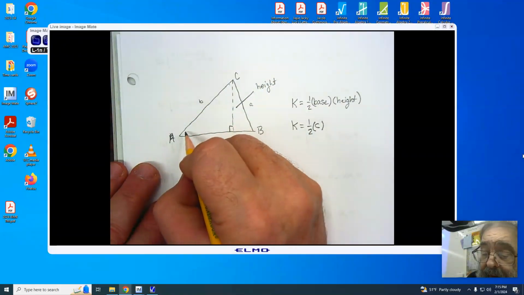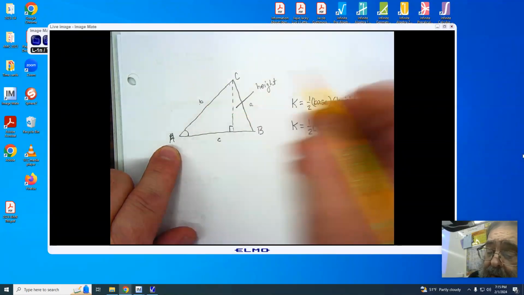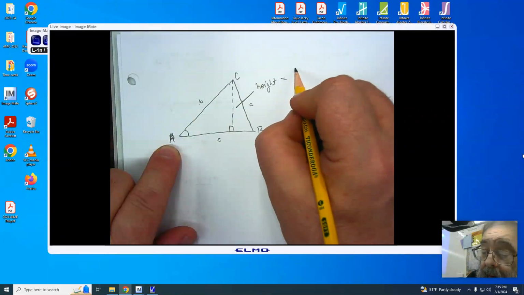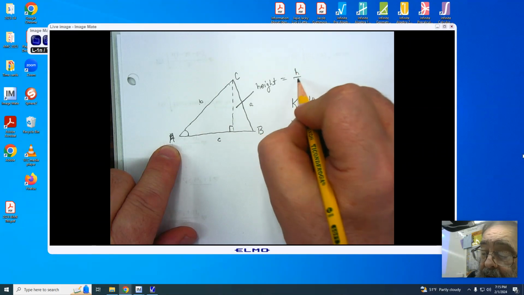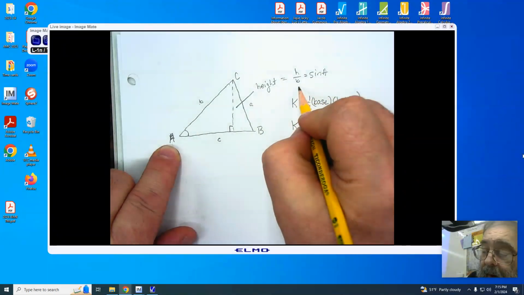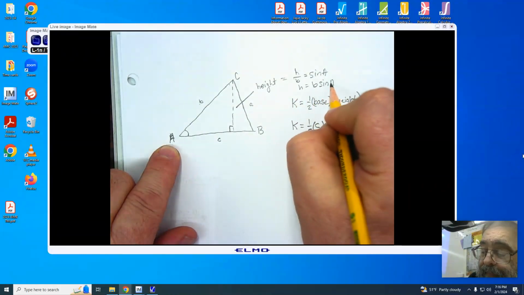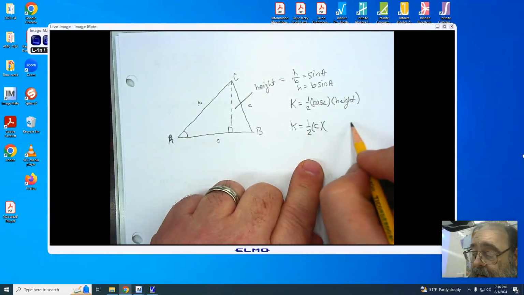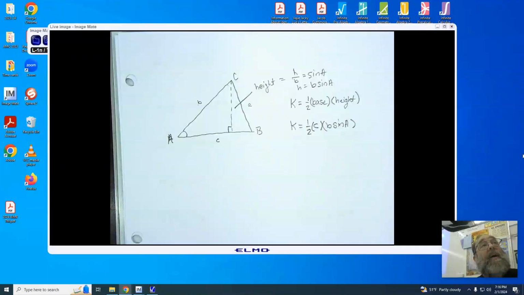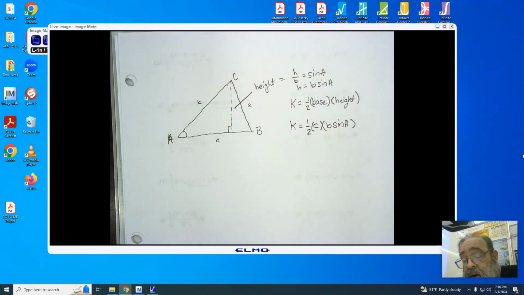Well, if I'm working with angle A, I can see that I have my opposite side and my hypotenuse B, which means that the height divided by B is equal to the sine of angle A. And therefore, the height has to equal B times the sine of A. If I now put that in for the height, I get 1/2 C times B sine of A. Now I notice that there's a pattern here. All three letters are used.